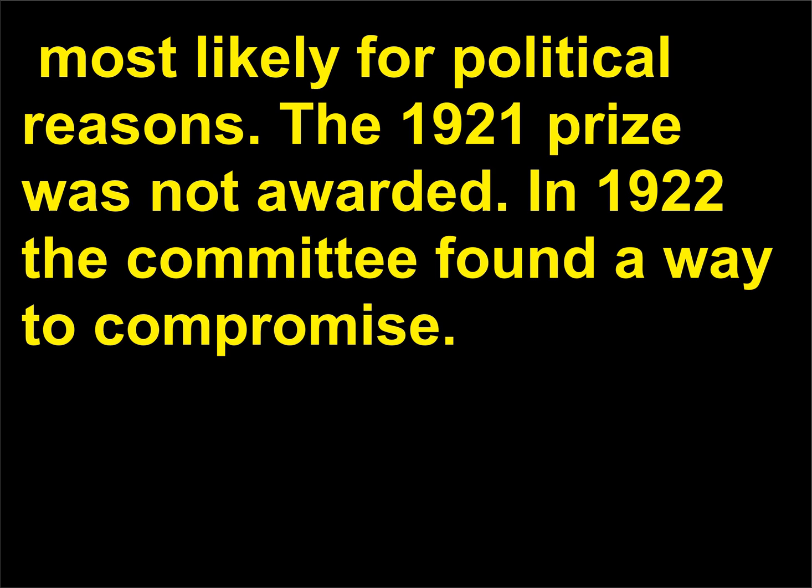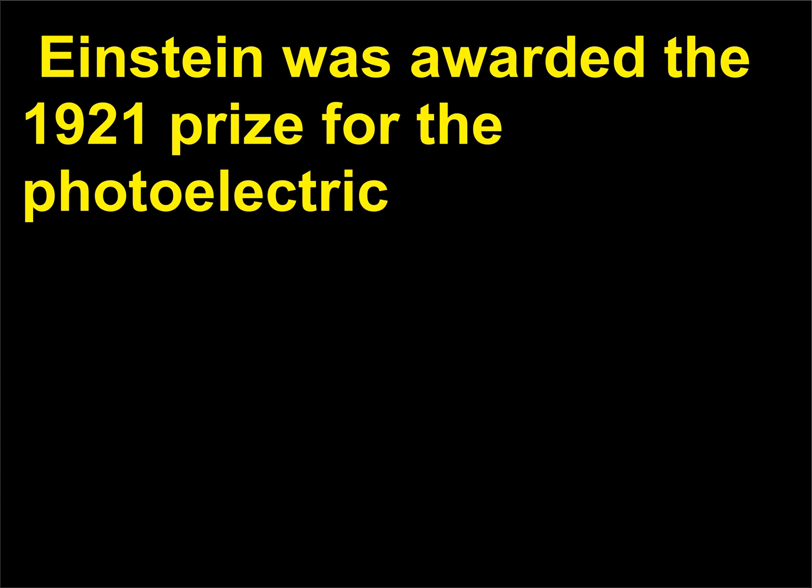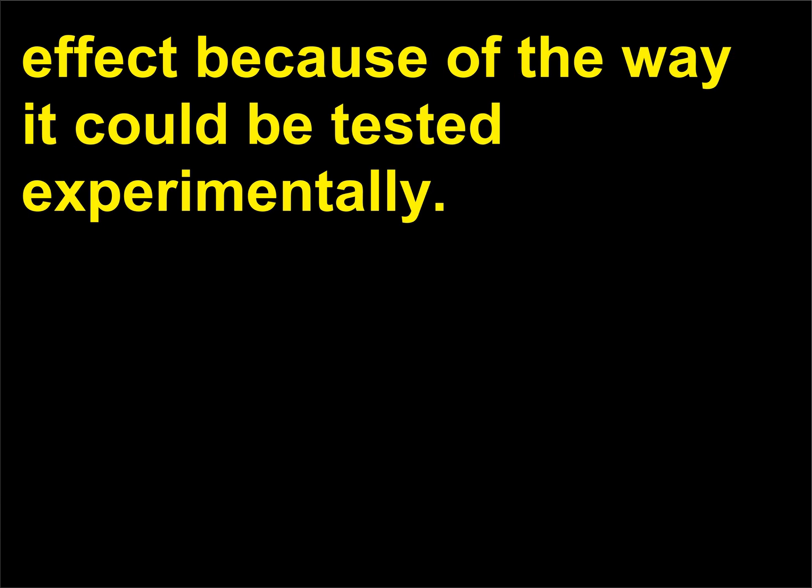The 1921 prize was not awarded. In 1922 the committee found a way to compromise. Einstein was awarded the 1921 prize for the photoelectric effect because of the way it could be tested experimentally.